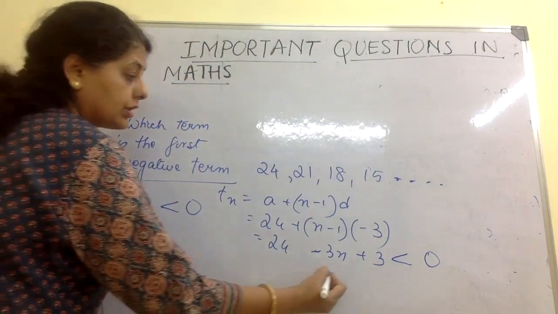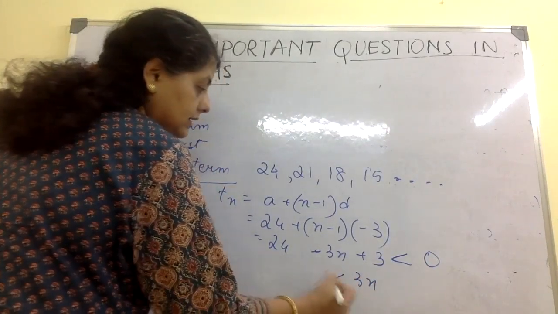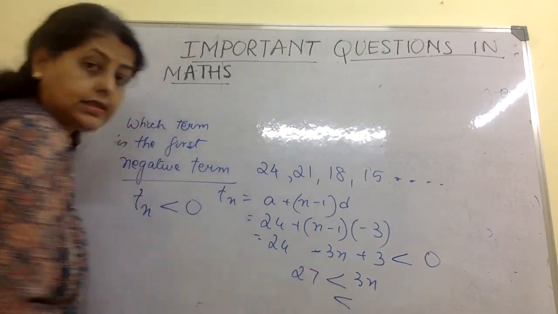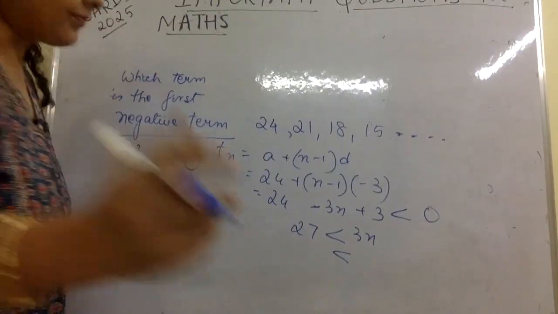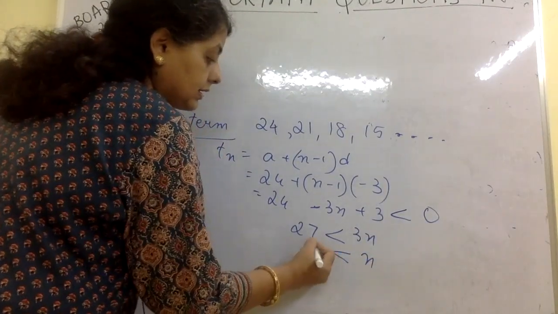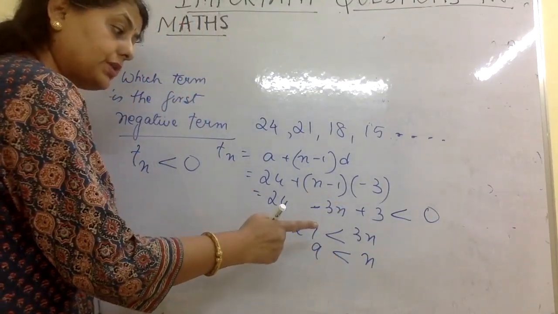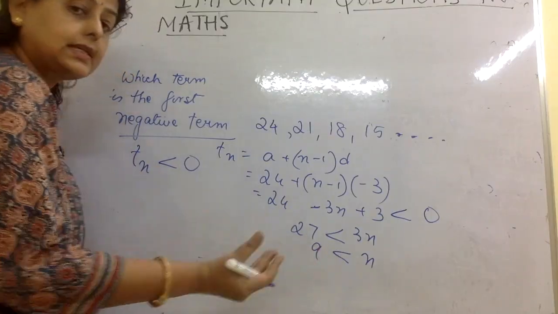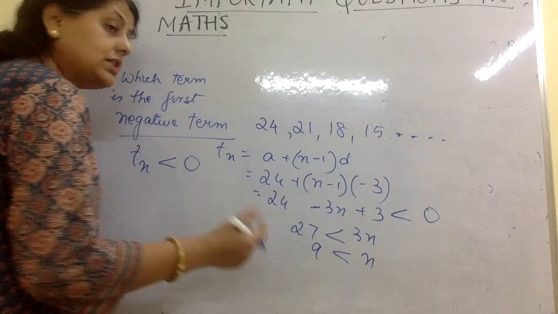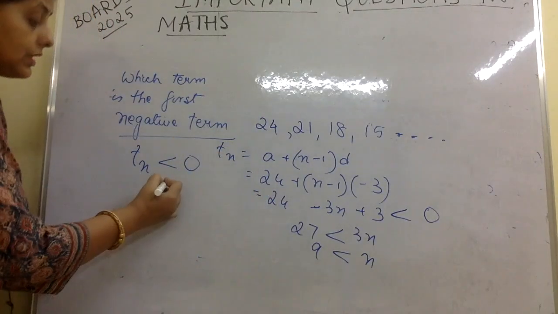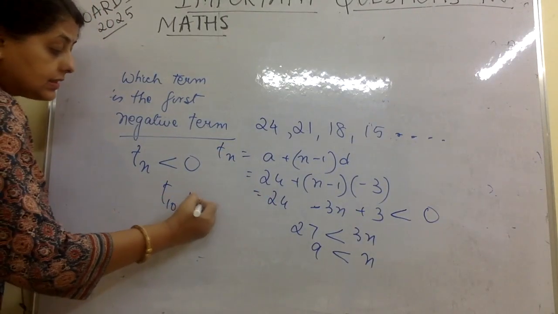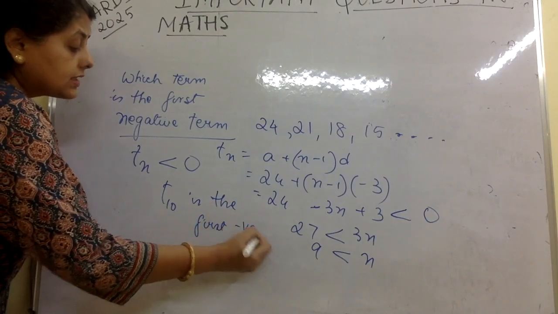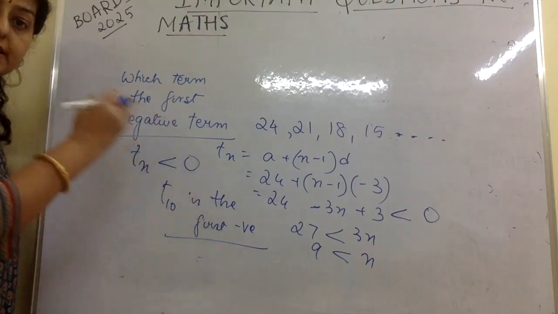So now we'll have to write this. 3n goes that side, this side I have 27. Then n is how much? n is 9. So n has to be greater than 9. Which is the next term? Once n is greater than 9, n can be 10. So T10 is the first negative term. This is the proper method of doing this sum.